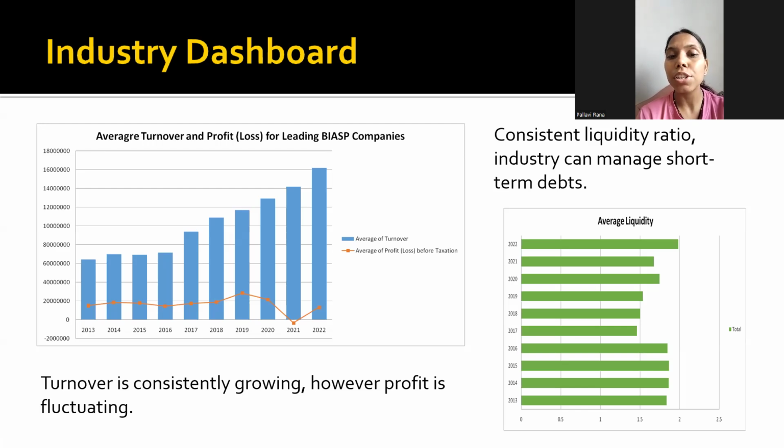increased inflation. If I talk about the second figure, that visualized average liquidity ratio values, which reflect the industry's capability to manage short-term debts. Also, the consistent value of liquidity ratio with the average of 1.73 pounds suggests that the industry has 1.73 pounds to cover every pound of debt. So this is all about this slide.